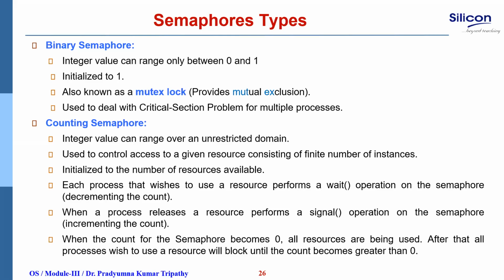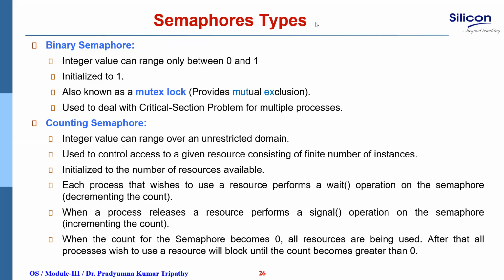Both semaphores work on two operations: wait and signal. In counting semaphore, if you use wait, it decrements the count, and if it is signal, it increments the count. We have read up to this. Is the difference between binary semaphore and counting semaphore understood? Anybody having a doubt? Semaphore is just an integer variable. Binary semaphore means it has only 0 and 1. A counting semaphore can have any integer value over an unrestricted domain.